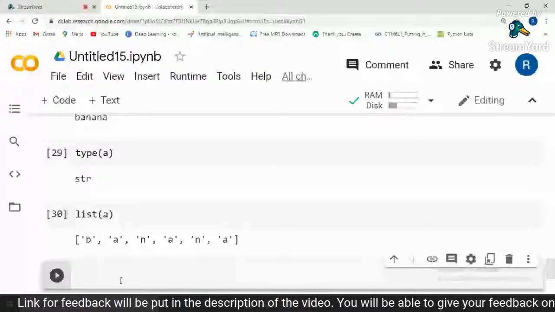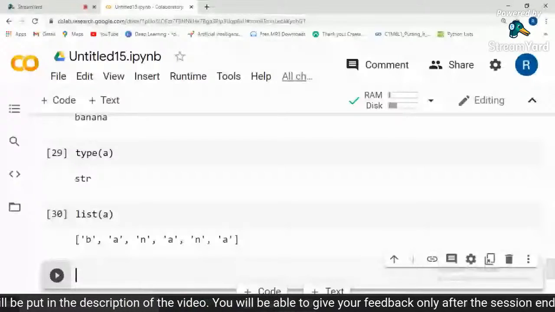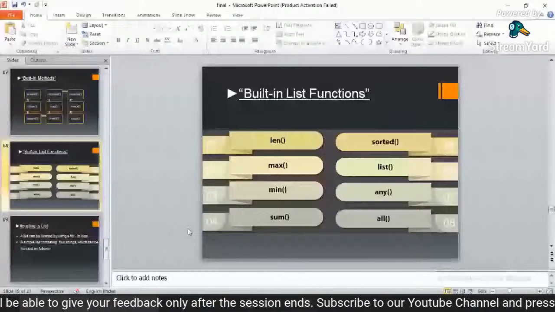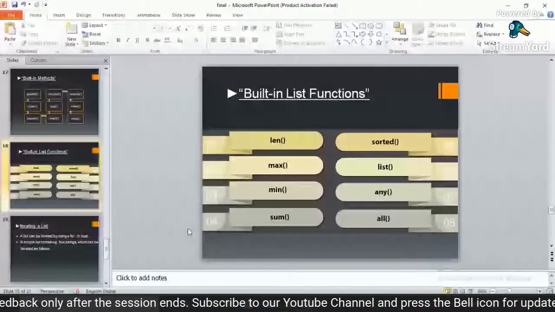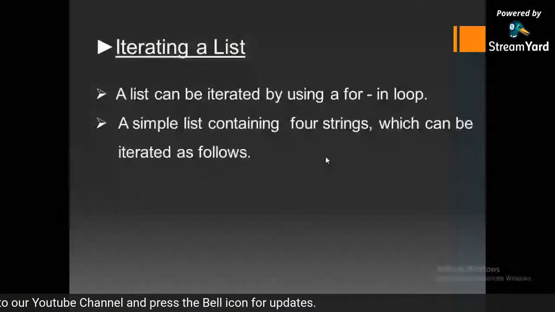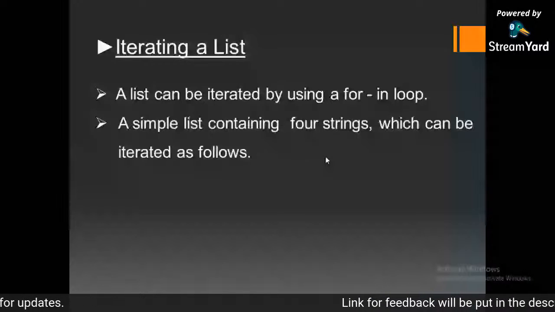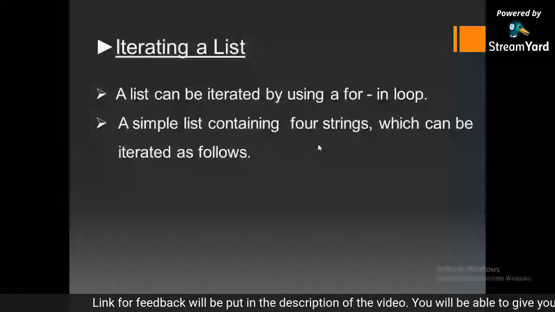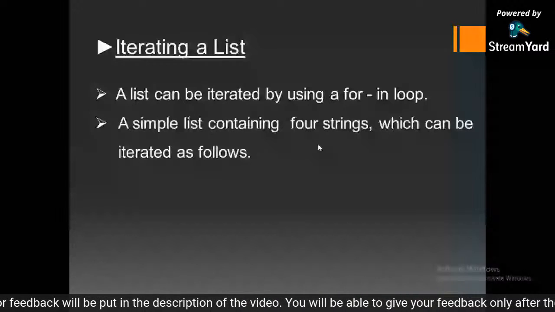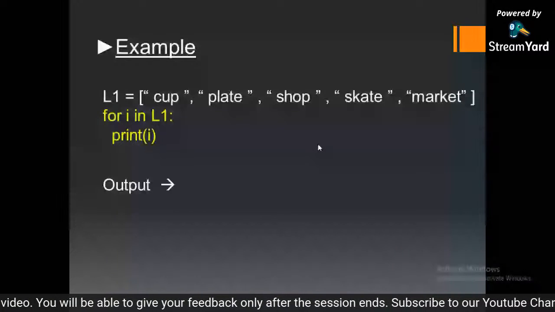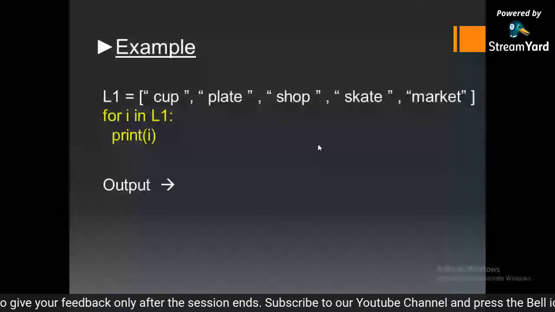Okay, so let's move on to the last point of today's session, that is iterating a list. I'll just zoom this. Iterating a list: a list can be iterated by using a for in loop. A simple list containing four strings which can be iterated is as follows. In the example you can see here, I have taken a list L1 and I have taken the elements as cup, plate, shop, skate and market.